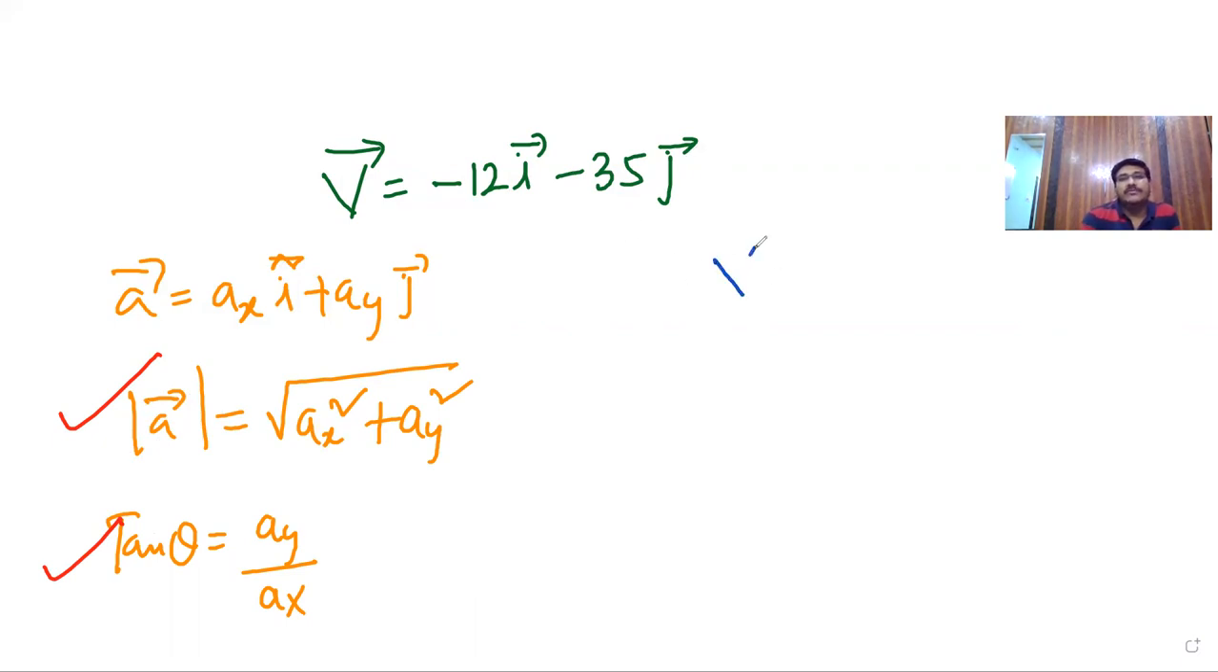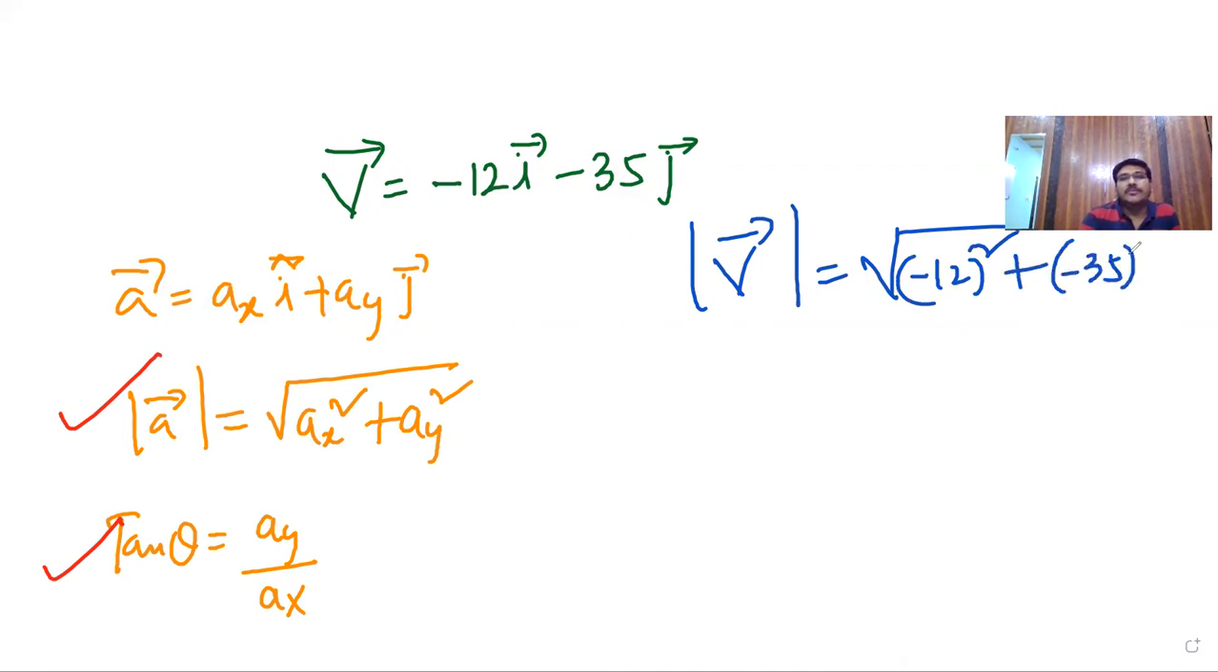So the magnitude of V bar is simply the square root of minus 12 whole square plus minus 35 whole square. Magnitude is always positive, modulus. Here I have shown the sign convention, but it is a positive modulus. So it becomes 37 meter per second. Magnitude. Clear?